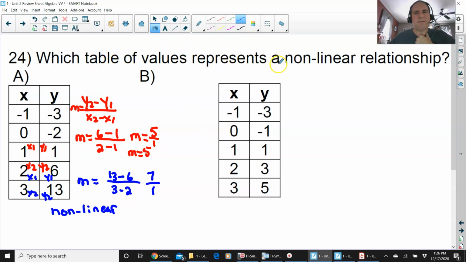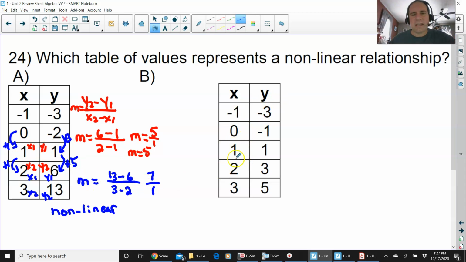Which table of values represents a nonlinear relationship? This one. You could also look at the jumps. All right, so say this jumps plus 1, and how much is this jumping? From -2 to positive 1 is plus 3. If this jumps plus 1, this should be plus 3, but it's not. It's plus 5. So you could do that as well.